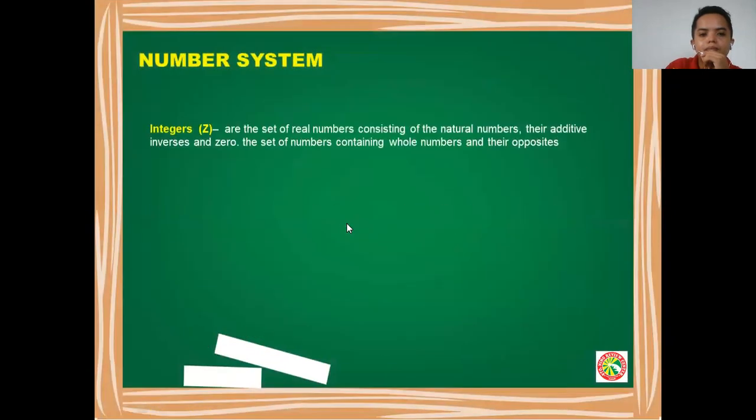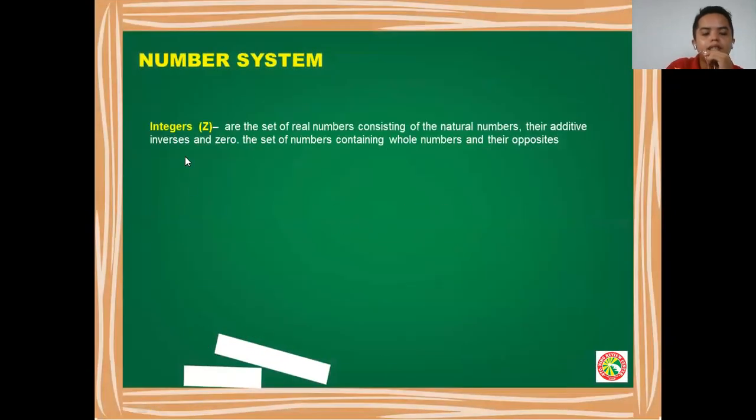Next, integers, represented as variable Z. Integers are the set of real numbers consisting of the natural numbers, their additive inverses, and zero. It is also the set of numbers containing whole numbers and their opposites. So when you say additive inverses, for example, 5, the additive inverse of 5 is negative 5. So that is additive inverses.